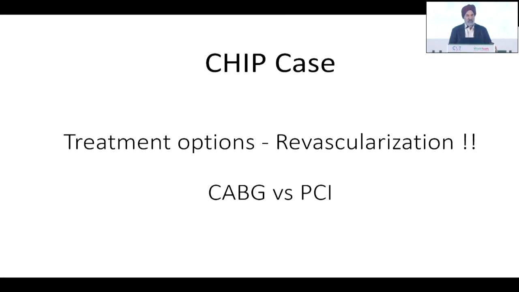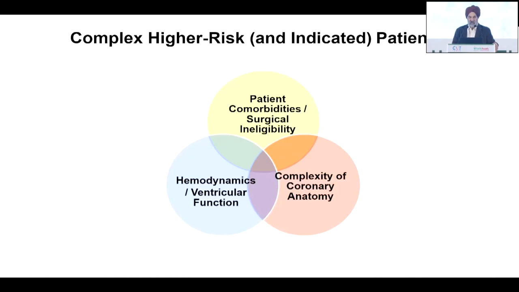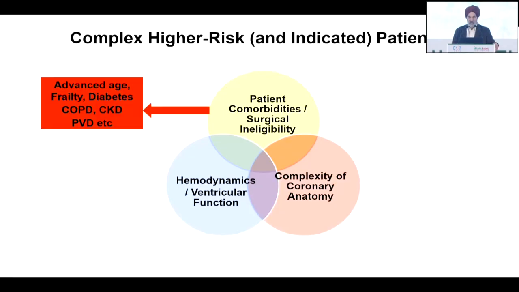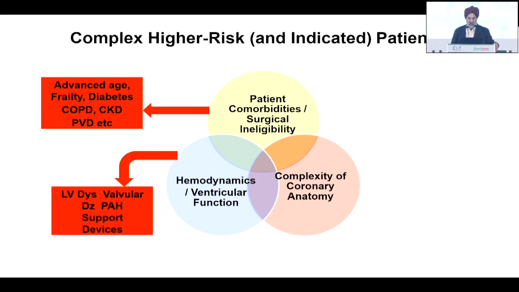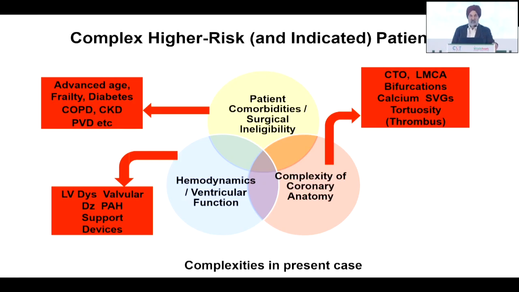Well, he needed revascularization, and of course, you have two options, CABG and PCI. We know that when you are dealing with the chip case, the patient comorbidities like advanced age, frailty, diabetes, they contribute. There are some hemodynamic parameters which add to the chip complexity and the complexity of the lesions. If you look at the complexities present in the present case, this was an advanced age, he was a frail diabetic, he had COPD, he had LV dysfunction, he had two chronic total occlusions with LMCA bifurcation disease with lots of calcium.